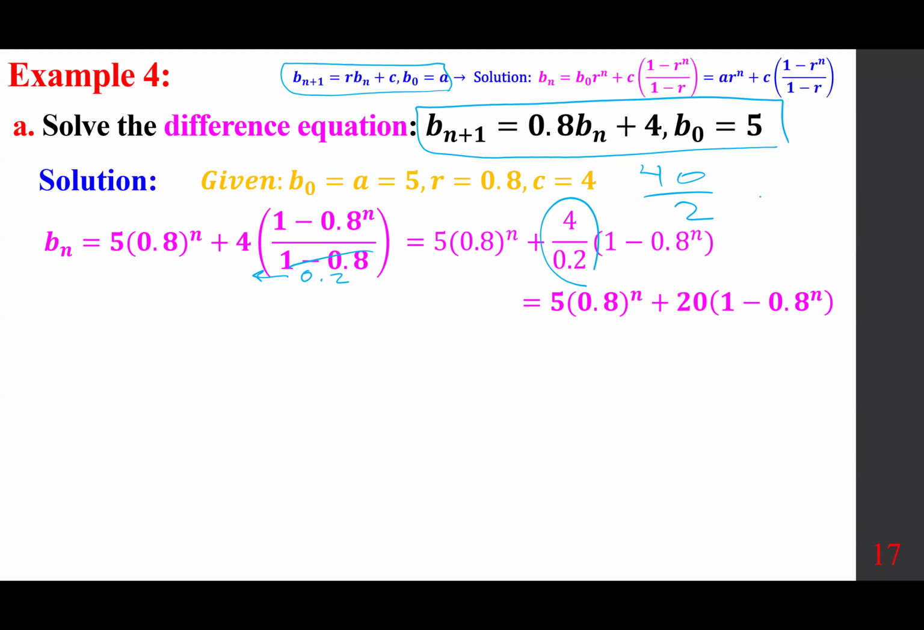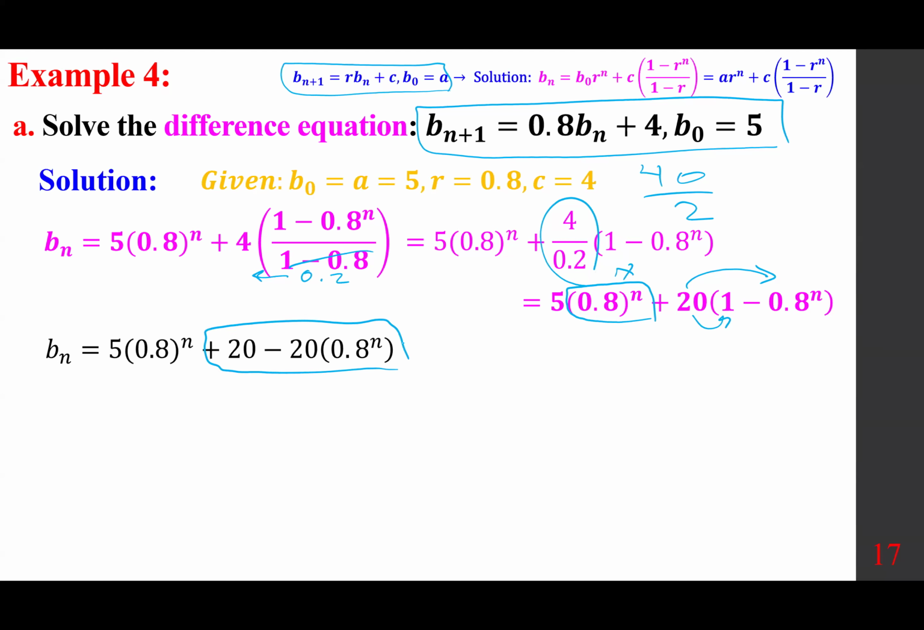Now, please understand that you can treat this as x. So 20 times 1 minus 20 times x. So 20 times 1 is 20. And 20 times minus x is minus 20x. Now this piece and this piece, they are like terms. 5x minus 20x is minus 15x. So you have 20 minus 15 times 0.8 to the power of n. If you think of this as x, so you have 20 minus 15x.